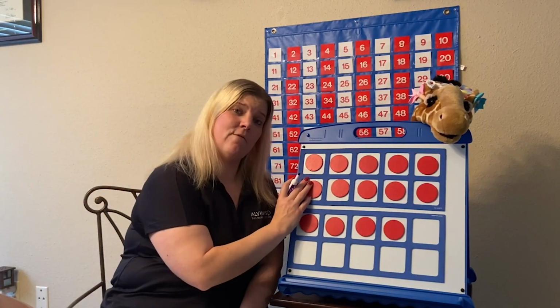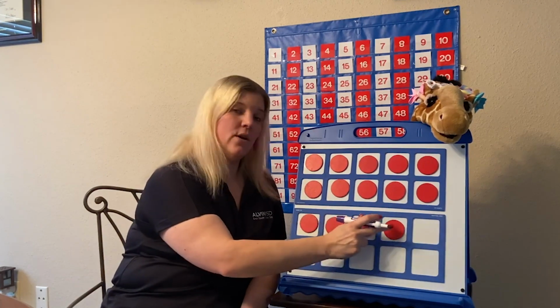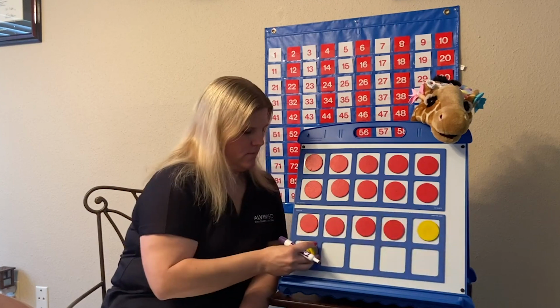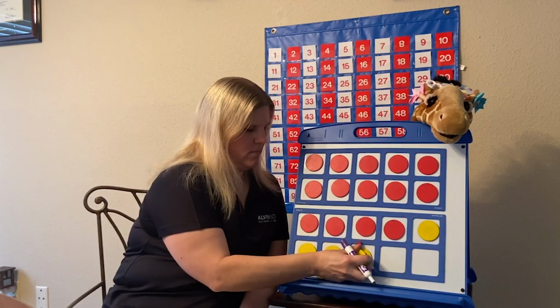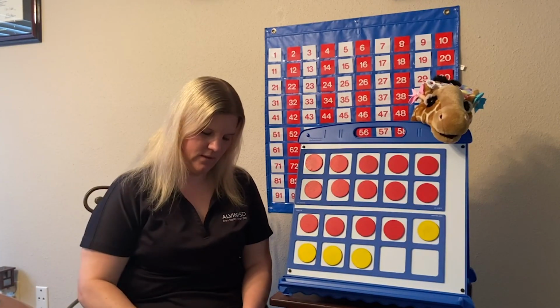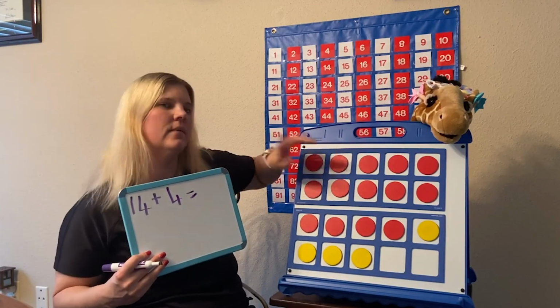How many have we got? If you're really smart and you subitize, you know the 10 frame is full, so the number is more than 10. Put 10 in your head. 11, 12, 13, 14. So we start with 14 red counters, plus 4 yellow counters, equals. There's two ways of doing this.